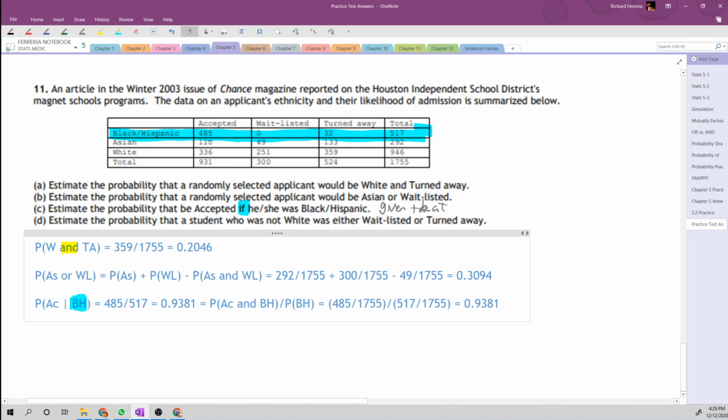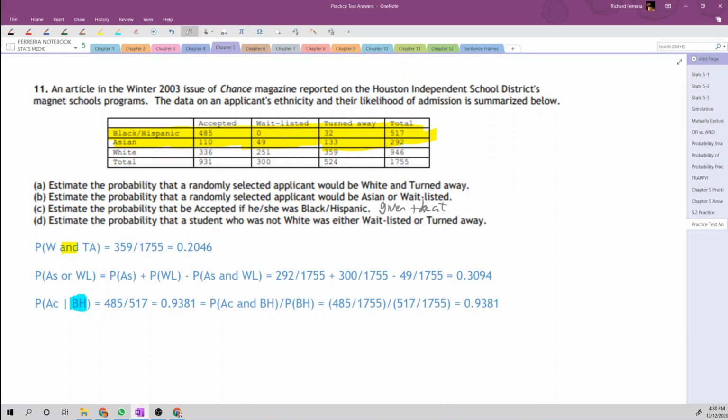If you're given a table, I really think it's easier just to read it off of the table and not worry so much about the probability formula here. So that said, let's go to letter D. Estimate the probability that a student who was not white was either waitlisted or turned away. Okay, so for this one, we're going to have to combine some of our rows.